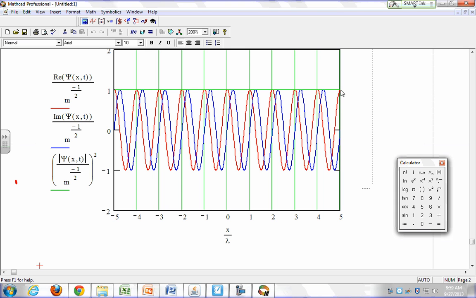the green line. You can see it's constant throughout the entire interval. Okay, and that's because, what did we say? Psi star psi is just equal to 1. It's 1 everywhere. Okay?